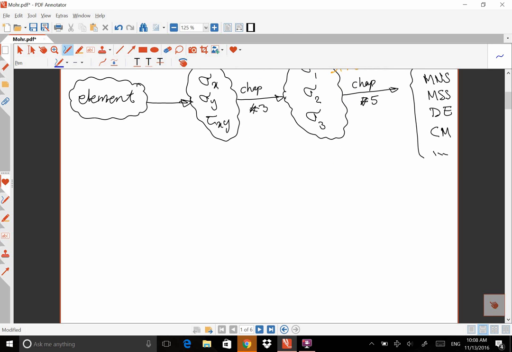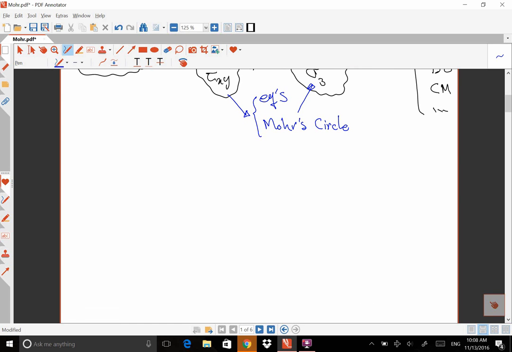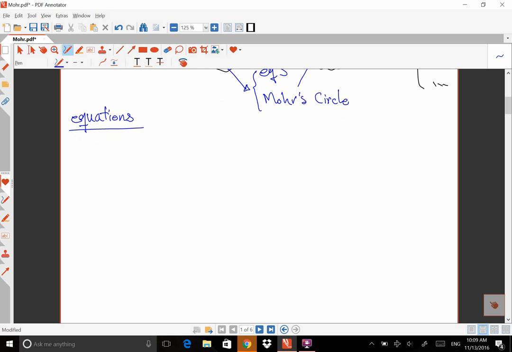In order to convert general stresses to critical stresses, there are two ways. One of them is using some classical equations, and the other one is using Mohr circle. What are those classical equations? Those classical equations give us two of the critical stresses. I'm going to say critical stress number i and critical stress number j. It could be 1 and 2, 2 and 3, or 1 and 3.